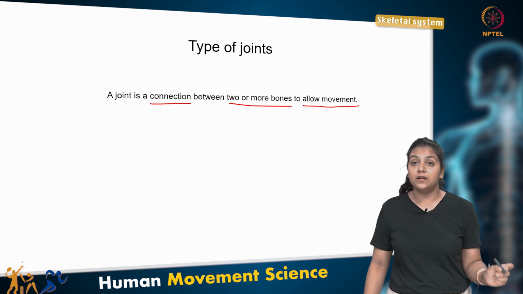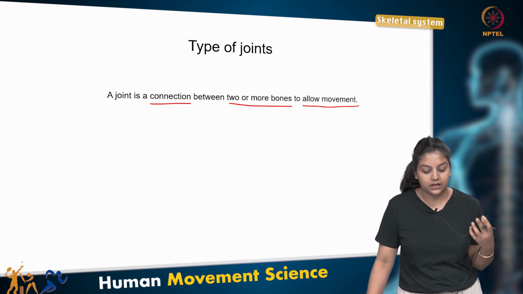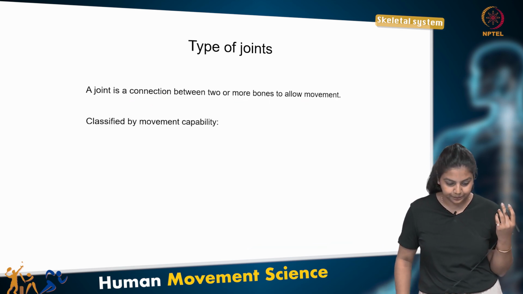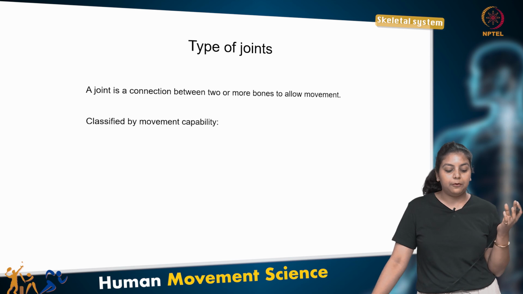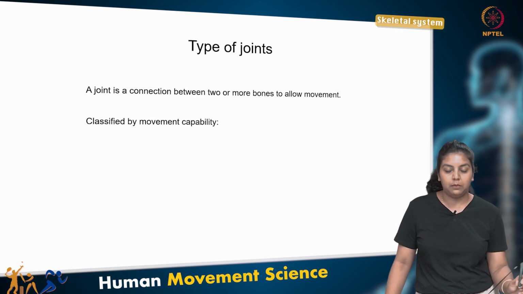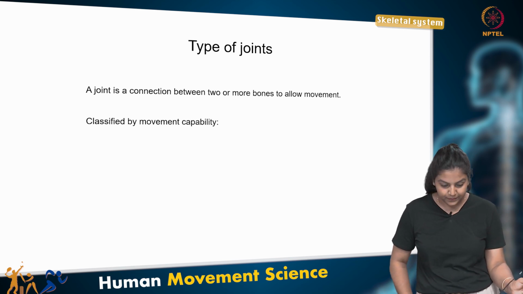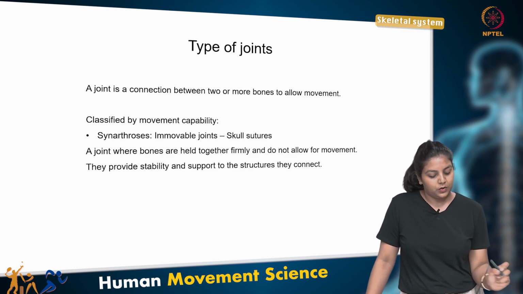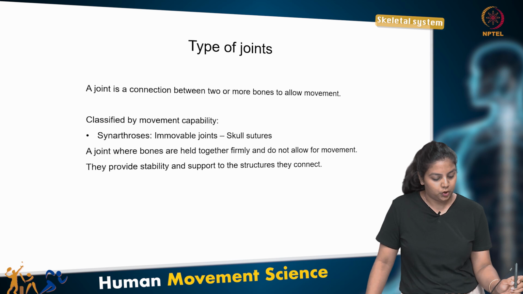So this is particularly to allow movement. For us to understand movement, where it is occurring, how does it occur, it is very important for us to understand the type of joints. So these type of joints, they are classified by movement capability. So let's look at the first one. So synarthrosis is an immovable joint.